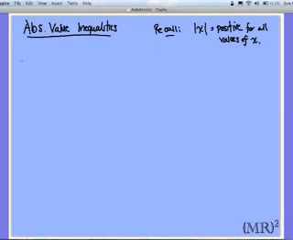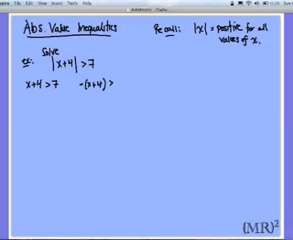So let's take, for example, an inequality with absolute value of x plus 4 is greater than 7. And I need to solve this inequality. So because of this rule up here, I know that either the inside stuff as a positive number will be greater than 7, or I could have had the negative inside stuff be greater than 7, since the absolute value would have turned this negative into a positive.